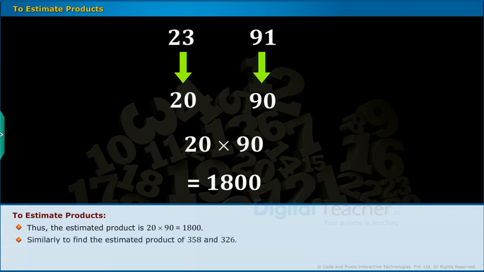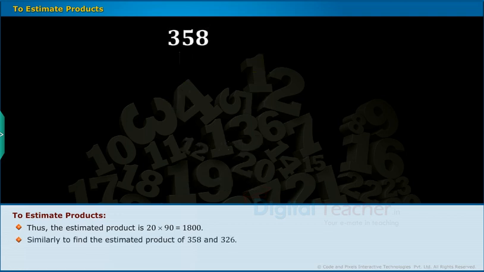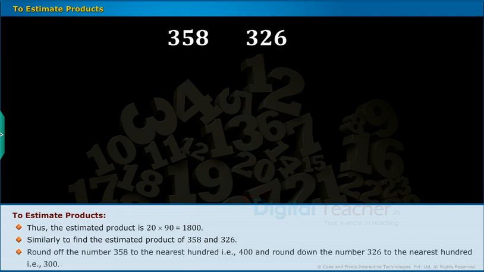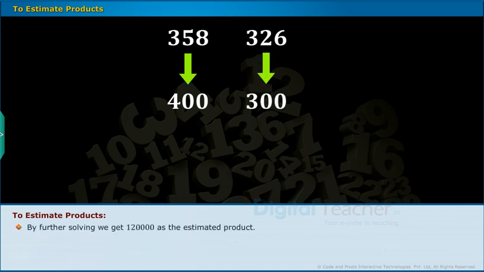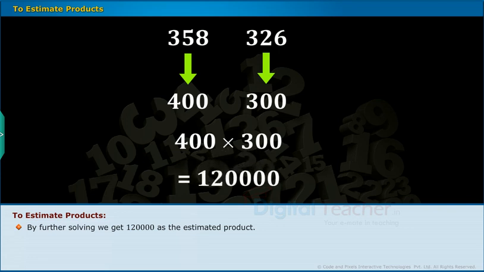Similarly, to find the estimated product of 358 and 326, round off the number 358 to the nearest hundred, that is 400, and round down the number 326 to the nearest hundred, that is 300. By further solving, we get 1,20,000 as the estimated product.